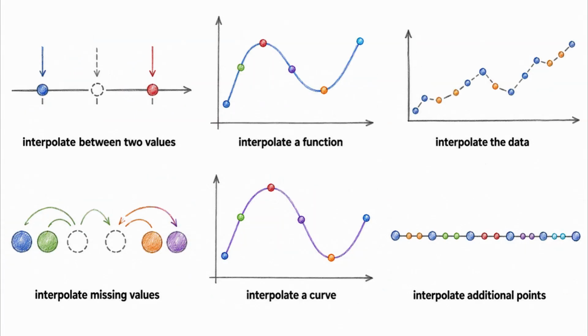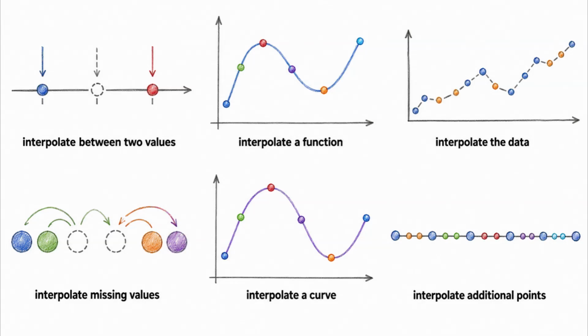To estimate the missing temperature at noon, interpolate between two values recorded at 11 o'clock and 1 o'clock. A polynomial can interpolate a function exactly at the selected data points. The software will interpolate the data to fill the gaps between measured points.